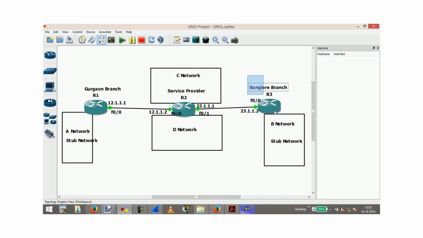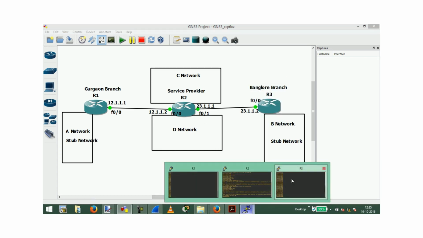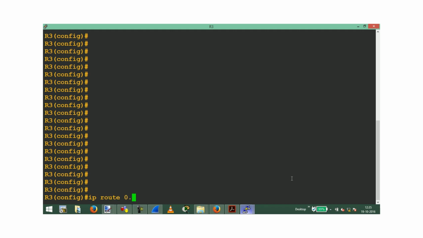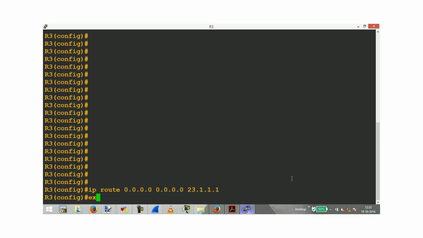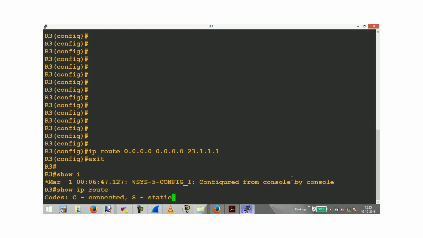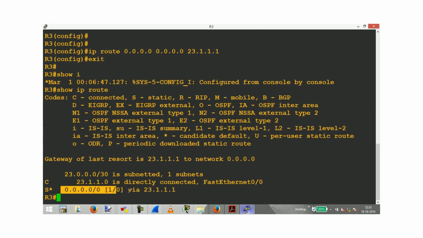So we will also configure a default route on R3 because R3 is the Bangalore branch. It has only one connectivity to the service provider, and if it wants to go to any network on the internet, the only way goes via that single link. That is 23.1.1.1 as next hop. So let us configure it. On R3 we say ip route 0.0.0.0 0.0.0.0 23.1.1.1. We can verify this by looking at the routing table. We'll be able to see this.